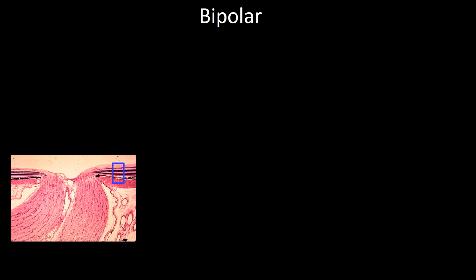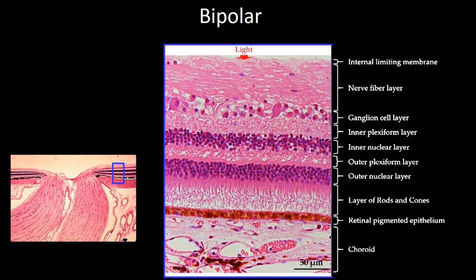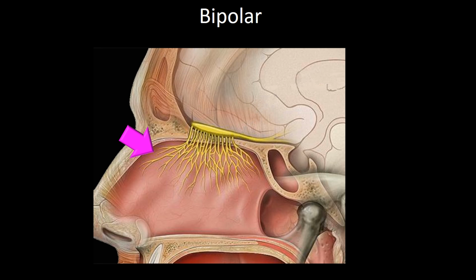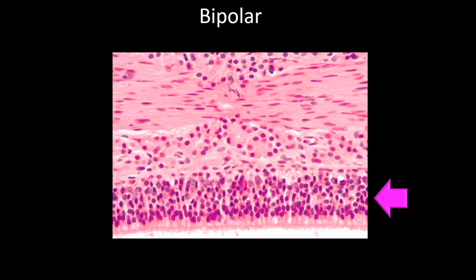Bipolar neurons are also found in the retina. I have selected, enlarged, and labeled the different retinal layers. At this juncture, you do not need to memorize them, but you do need to know that bipolar neurons are present in the inner nuclear layer of the retina. Bipolar cells are also present in the nasal neuroepithelium. They are the olfactory receptor cells. Their centrally located axons form the olfactory nerves.